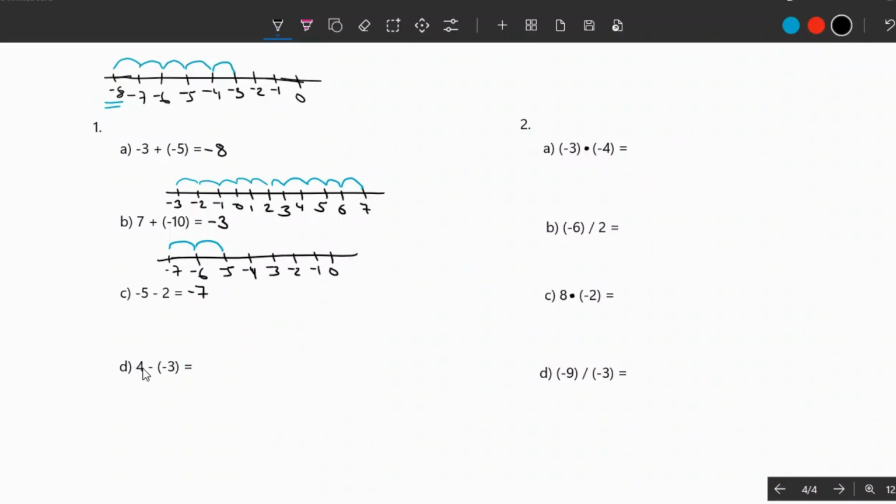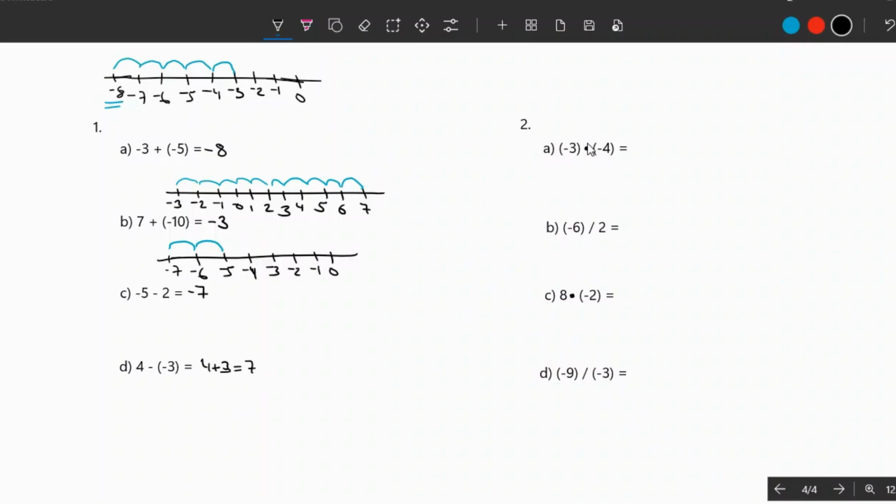In this question, we have 4 minus -3. And minus minus, when they are written after each other, will always give us plus. So this will equal 4 plus 3, which gives us 7. So the correct answer here is 7.